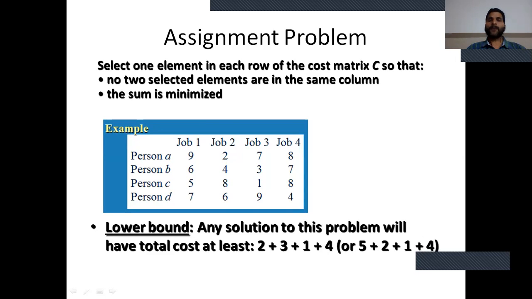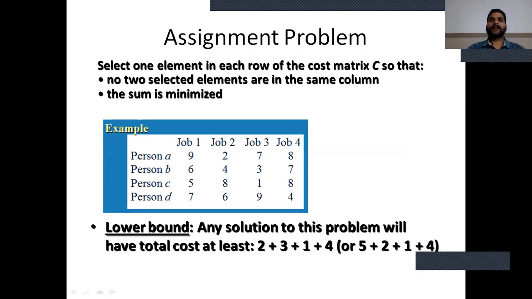In the assignment problem, we select one element in each row of the cost matrix C so that no two selected elements are in the same column, and the sum is minimized. Now the lower bound: any solution to this problem will have total cost at least 2 plus 3 plus 1 plus 4, or column-wise 5 plus 2 plus 1 plus 4.